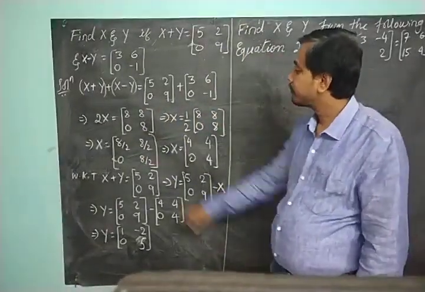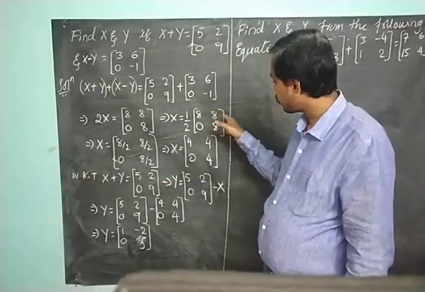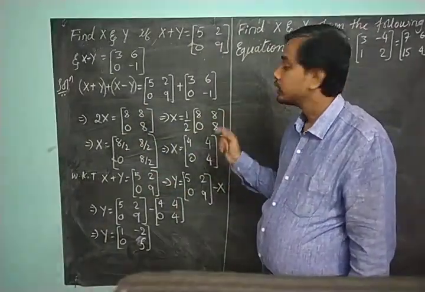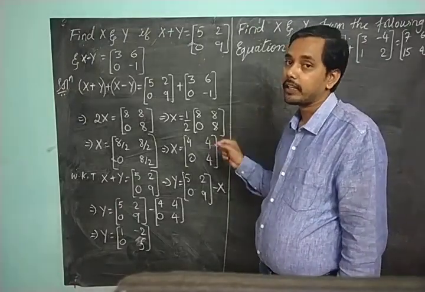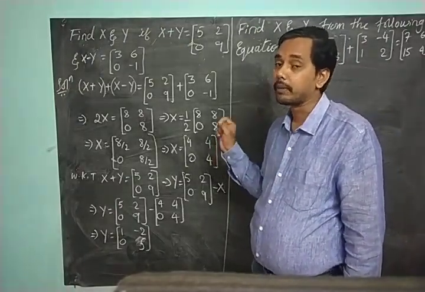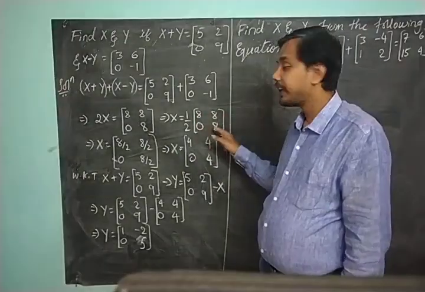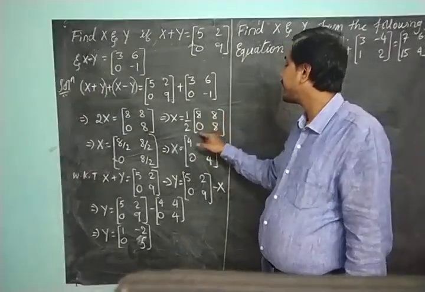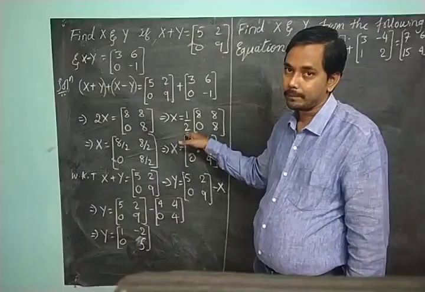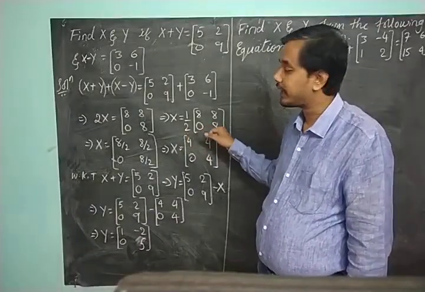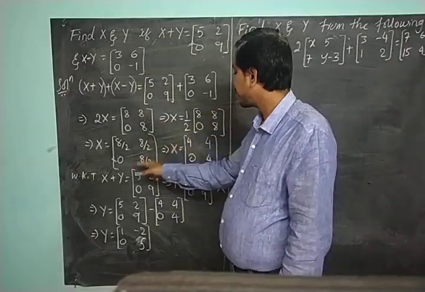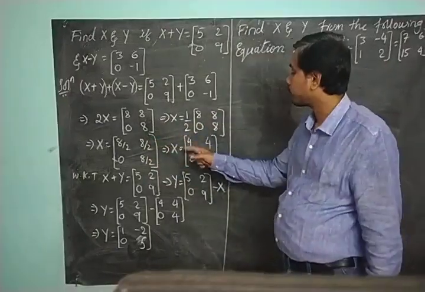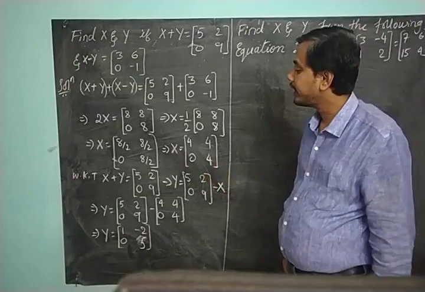What will be x? 2 taken to the other side. 1 upon 2, 8, 8, 0, 8. So 1 upon 2 is a scalar. When taken inside, it gets multiplied to each and every element. 1 upon 2 will get multiplied to each and every element here. Or each and every element gets divided by 2. So x will be equal to 8 by 2, 8 by 2, 0 and 8 by 2. What is 8 by 2? 4. So x will be equal to 4, 4, 0 and 4.